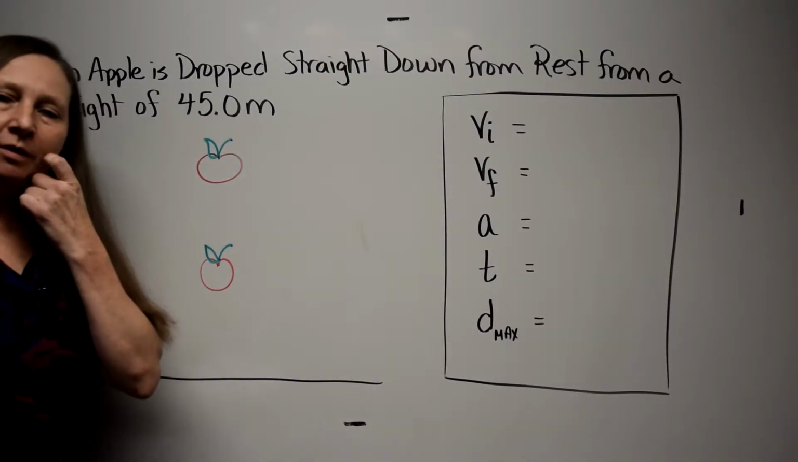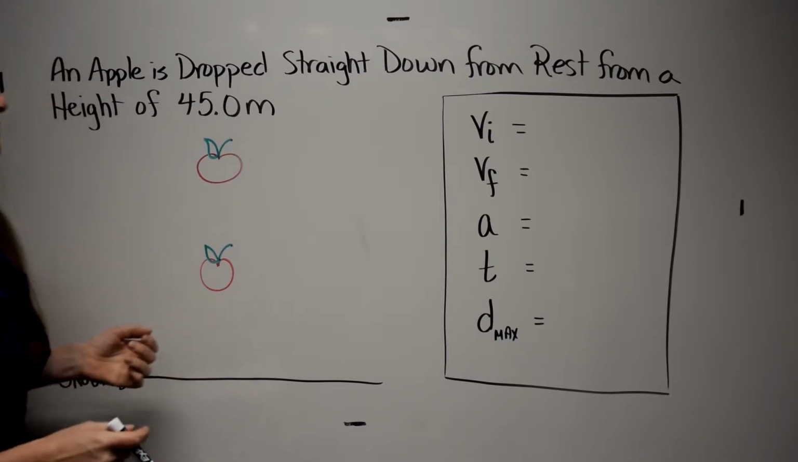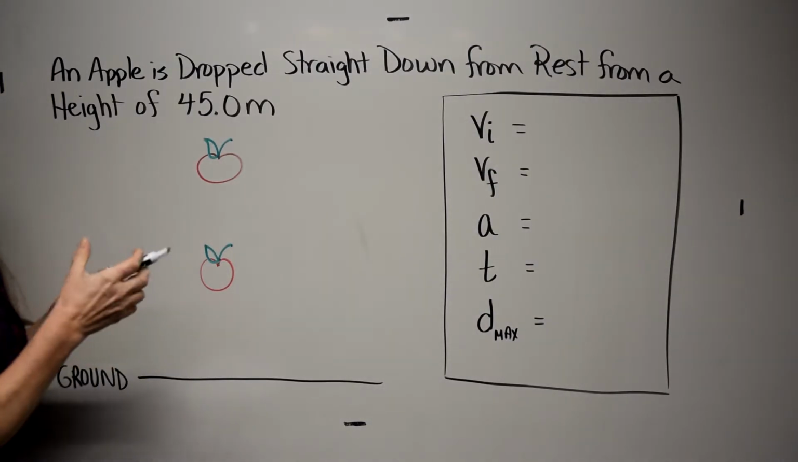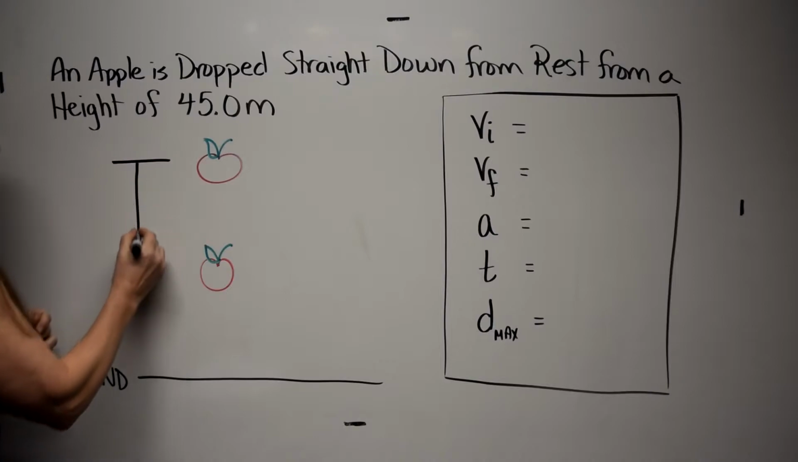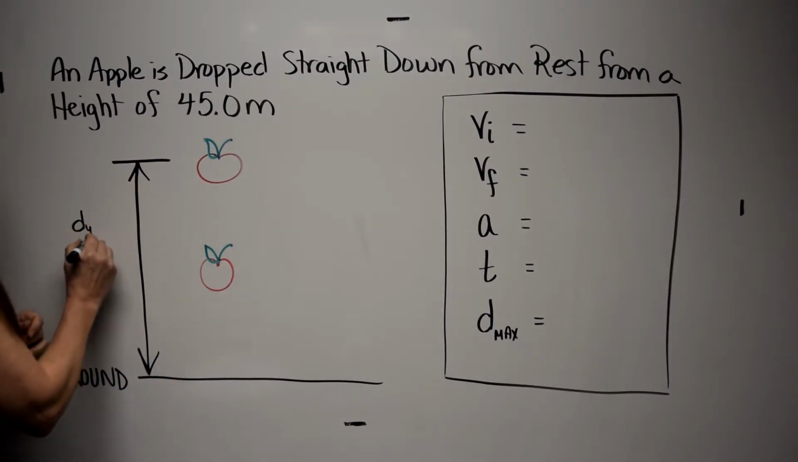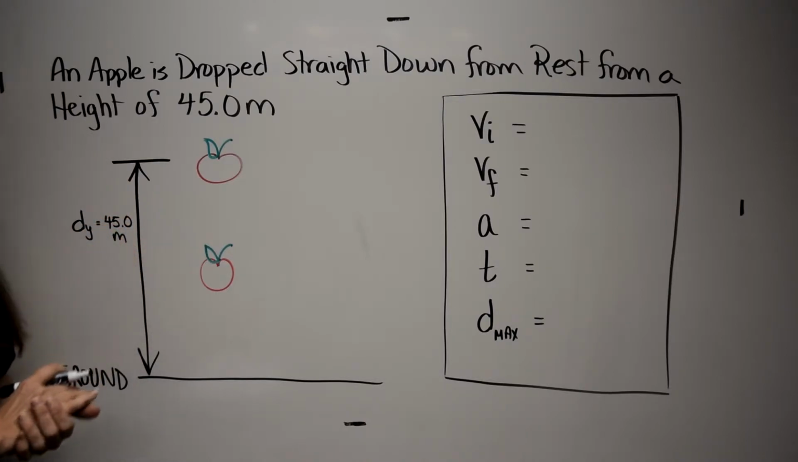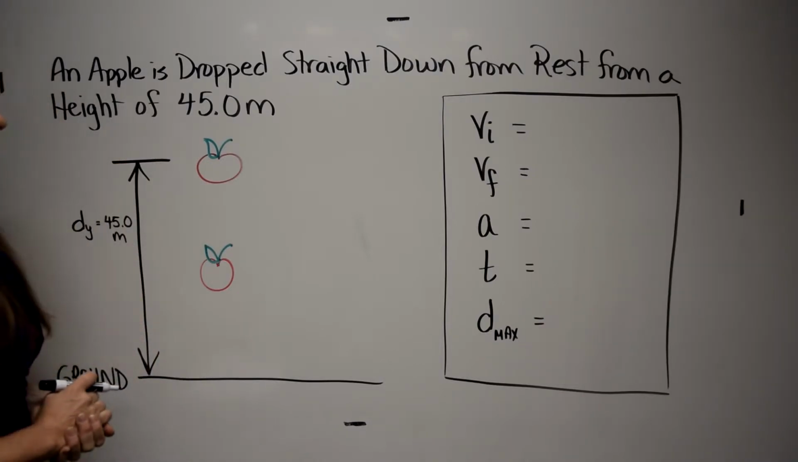Let's look at the example where an object is dropped from rest, from a specific height. In this case, an apple is dropped from a height of 45 meters. So in other words, from where the apple is let go down to the ground is 45 meters. I'll call it dy because it's vertical. 45 meters high. All right? So this is the maximum height that we're looking at here.